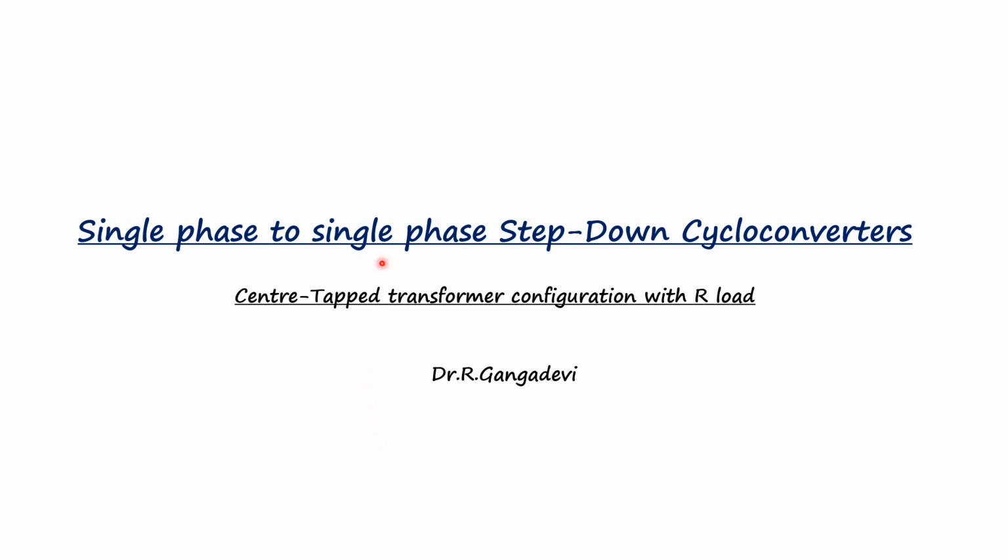Hi everyone. In this video, we will see the operation of a single phase to single phase step-down cycloconverter, a shunt-adapter transformer configuration with the R load. It is a specific type of power electronic converter used to change the frequency of AC power. So the cycloconverter directly converts AC from one frequency to another frequency without any need of a DC link.